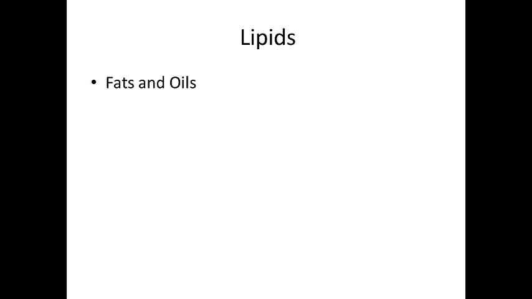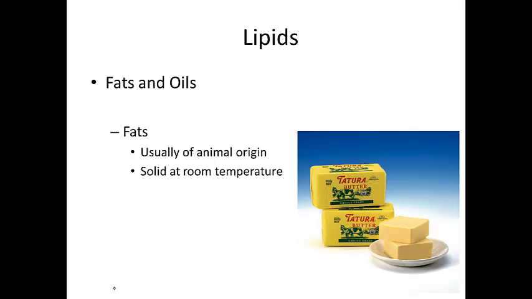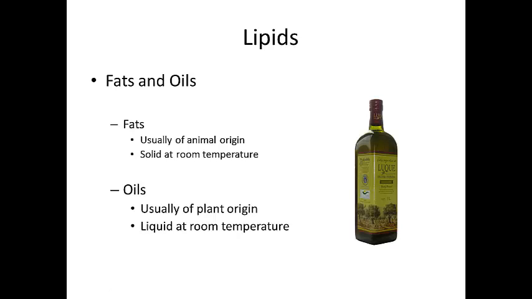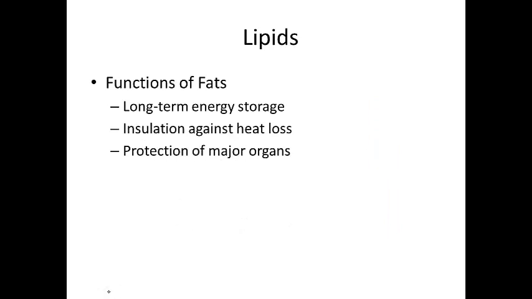So the first category of the neutral fats includes fats that you're familiar with, like butter. These are usually solids at room temperature, and they usually come from animals. Oils, on the other hand, usually come from plants, and are usually liquid at room temperature. And we'll talk about why that is in just a little bit. So functions of fats: long-term energy storage, as we mentioned, insulation, and protection of major organs.